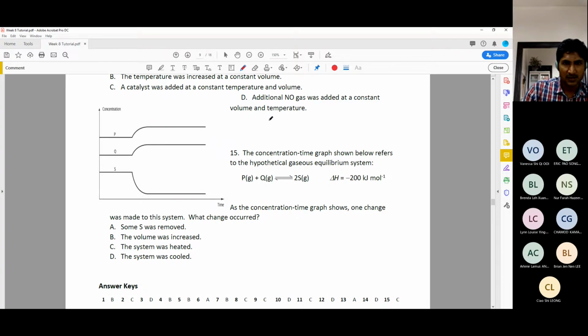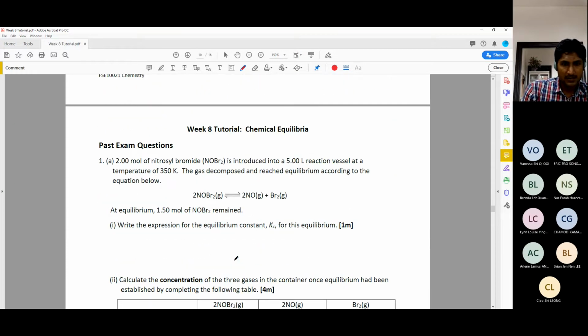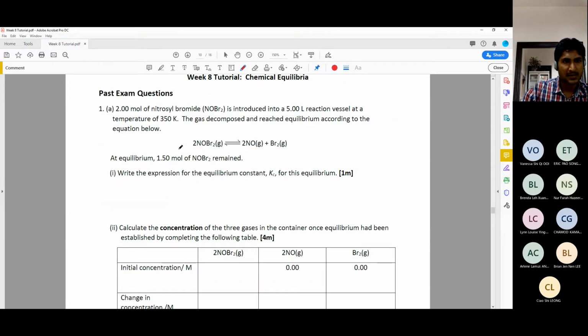And this is the same thing actually. Question number 15 is also telling the same thing, so I'm not going to talk about it. All right, so first exam question.